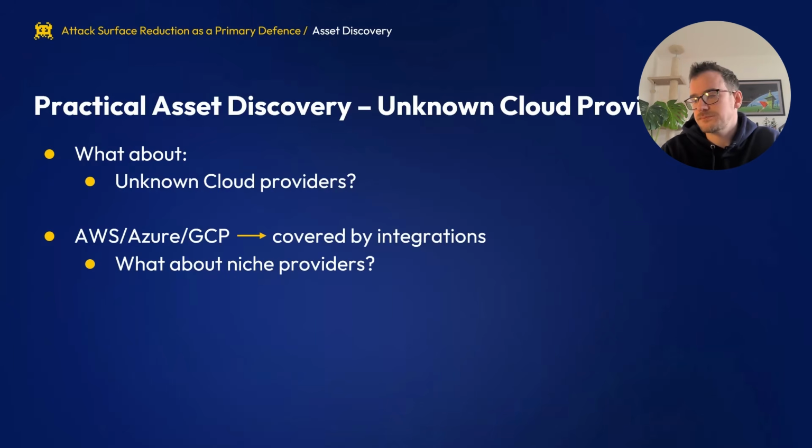And the last asset discovery technique we're going to think about is how to find unknown cloud providers. So let's assume our main cloud houses, most likely AWS or Azure or GCP. Let's assume we've covered those by integrations. Let's assume that we've found all of those accounts across our organization and we've integrated those with our VM scanner.